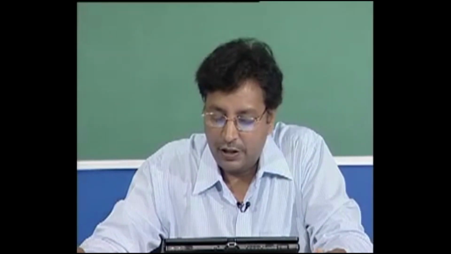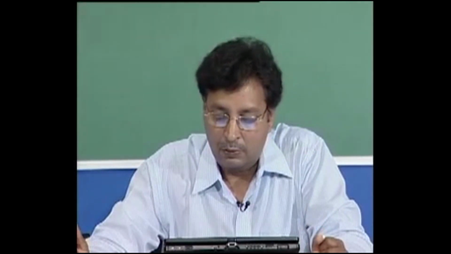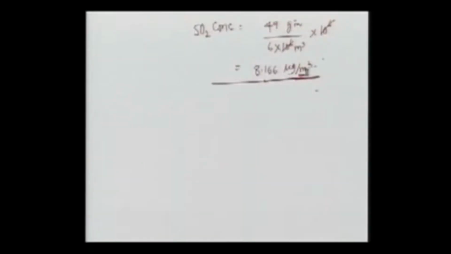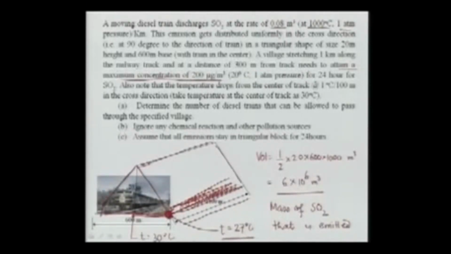So what we did is that we found the overall SO2 concentration in the triangular area. But we have to remember that this meter cube is really a function of temperature, and the temperature within the triangular prism is changing. So I must convert this to the required temperature where my standard is. If you recall, what was the standard that we wanted? 200 microgram per meter cube at 20 degrees Celsius. And what is my temperature here? 27 degrees Celsius.